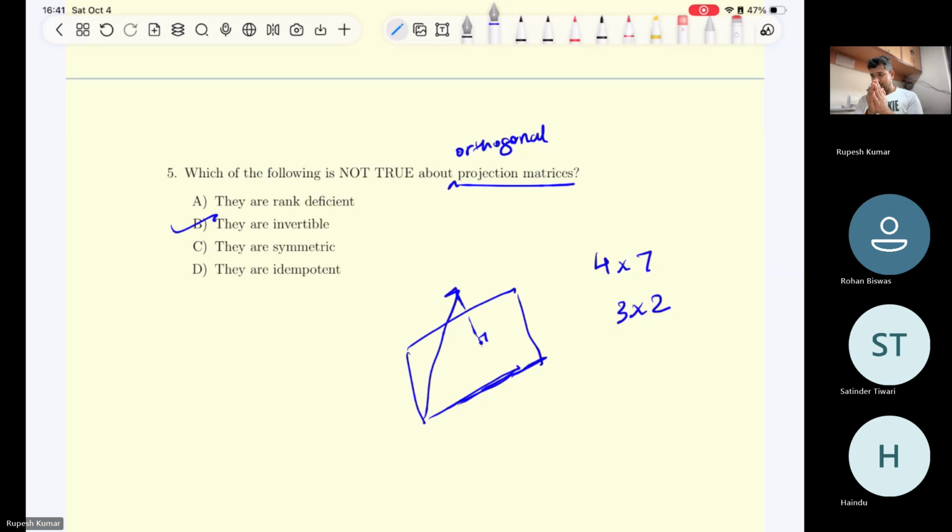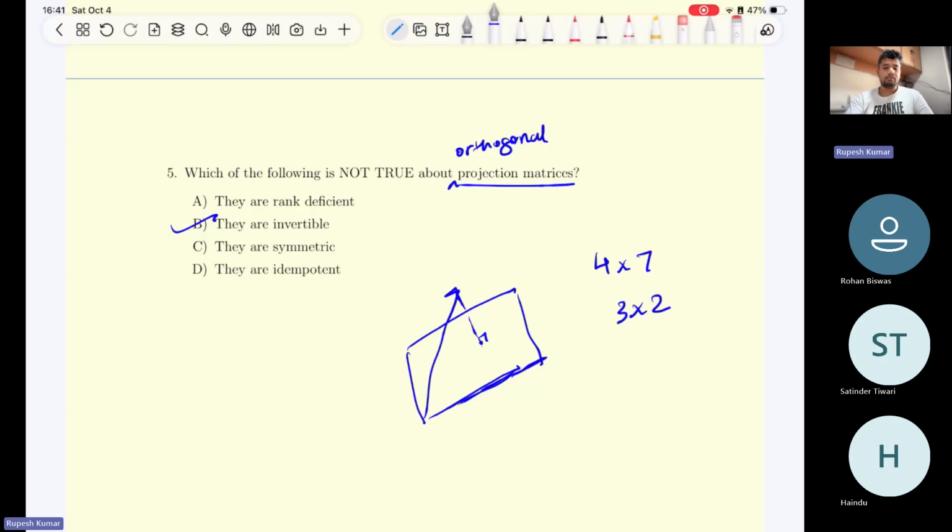Now, basically, if a matrix is full rank and it's square, then the projection is nothing but the identity matrix. But since we are not dealing with that, they have to be rank deficient. Why do they have to be rank deficient? I don't think there is some theorem on that.